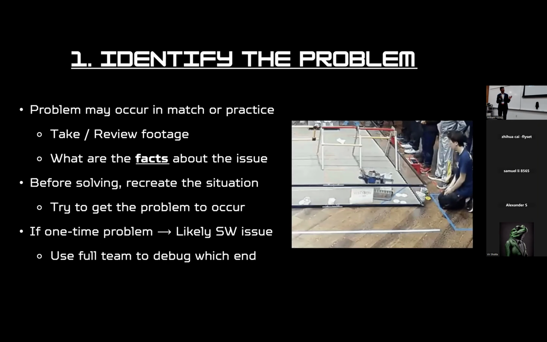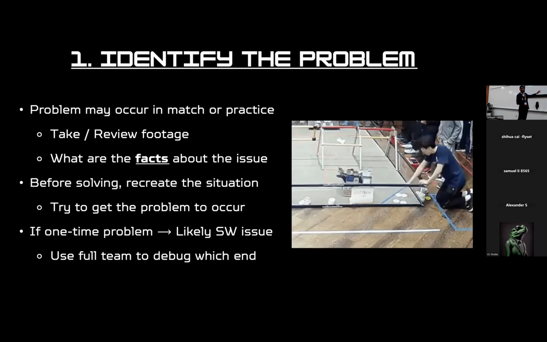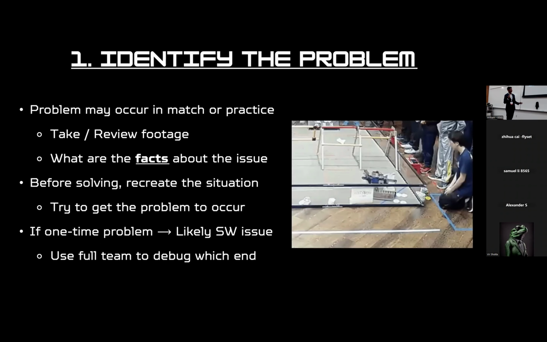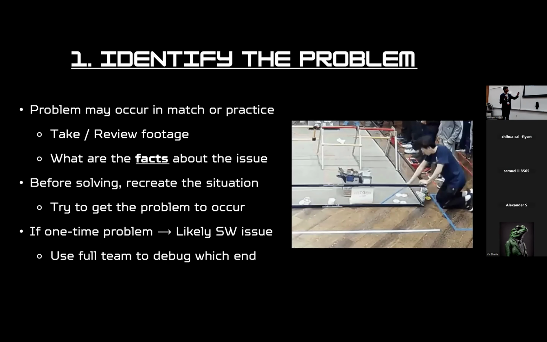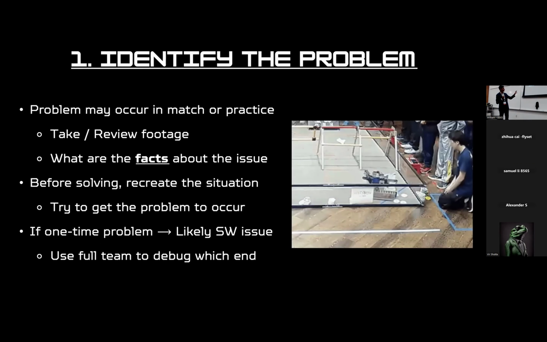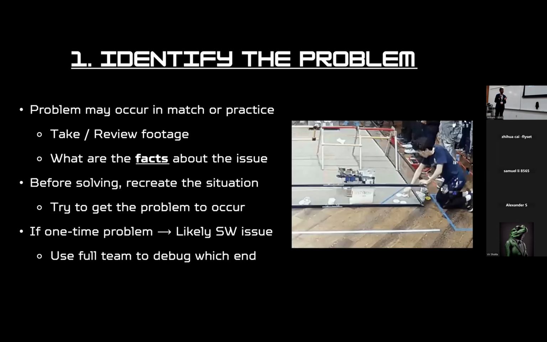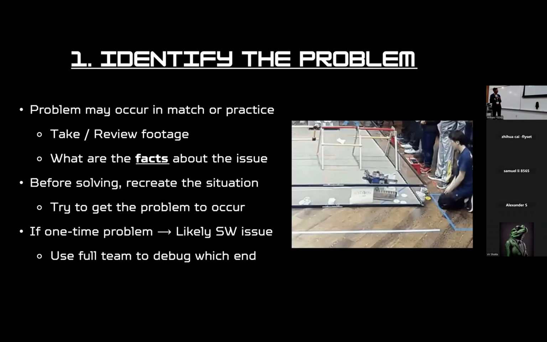The first step to debugging a problem if it happens is to identify the problem. So just take a look at this video here. It's pretty obvious what's going on, but a lot of teams will jump to conclusions, and it's very important that you only keep the facts. In this problem specifically, you can see it's not picking up the pixel. So you have to get down to the facts and not jump to a conclusion.